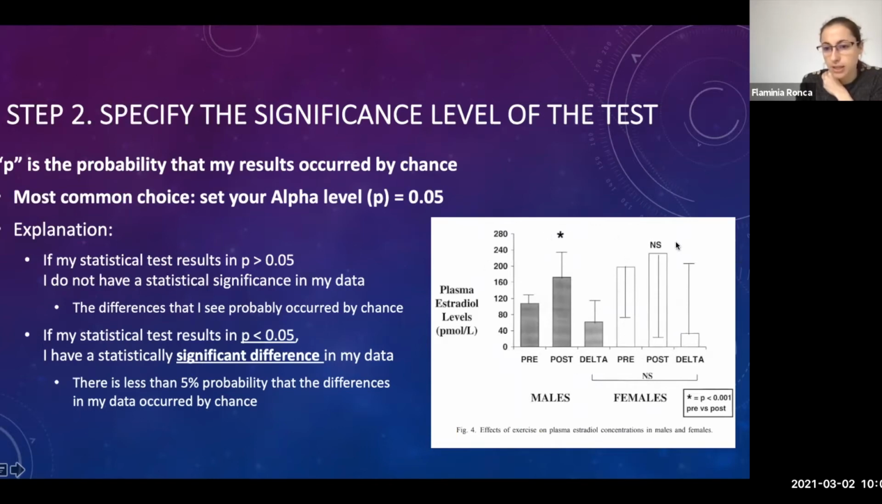We'll get back to this in a minute, but just to give you an example, in this study, they looked at plasma estradiol levels after a triathlon. And we have males in black and females in white before the race, after the race, and this is the change between before and after. And what you see here is that males before the race had a certain level of estradiol in their blood. After the triathlon event, their estrogen levels went up. And there's a little star here, and that means that there's a significant difference between the 2 sets of data, between pre and post in this group of athletes.